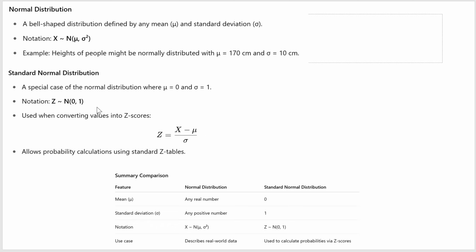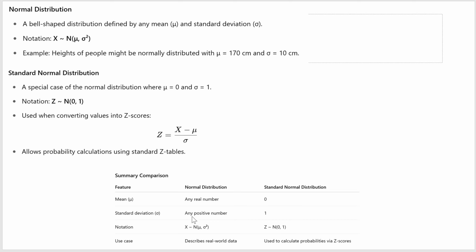But then everybody is compressed to a range of 0 and standard deviation of 1 and 2 and 3 and so on. So in a normal distribution, the mean is any real number. In a standard normal compressed by z, it is 0. Standard deviation is any positive number in normal distribution, in standard normal it is 1. The notation is X is normally distributed with a mean of mu and variance sigma squared, and Z is normal with a mean of 0 and a standard deviation of 1.